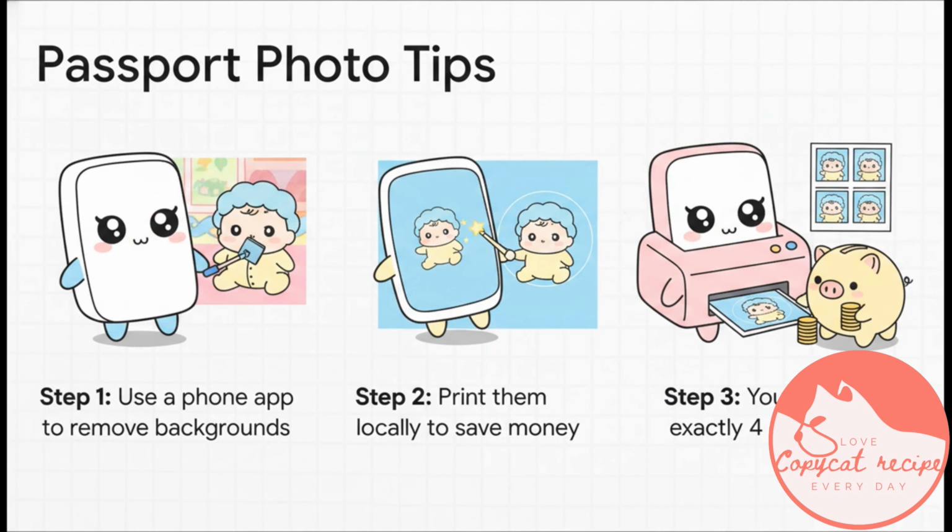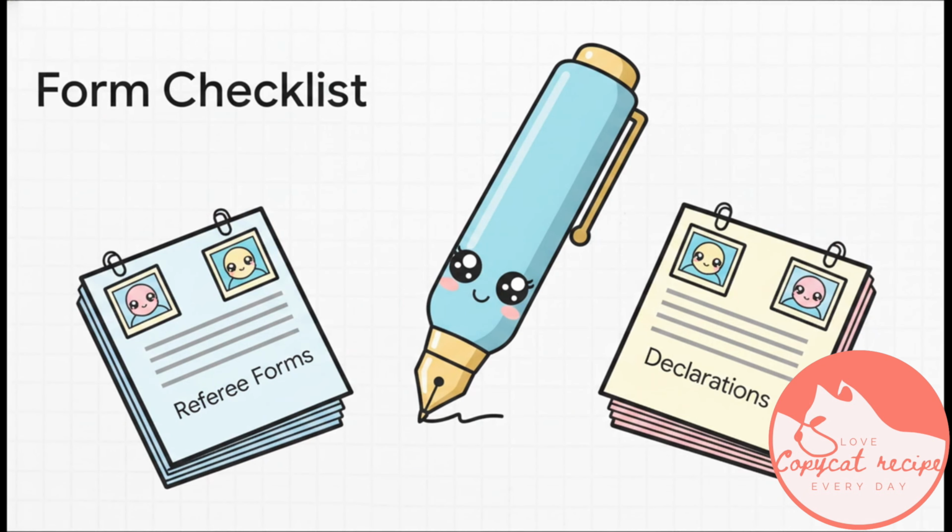Pro tip for passport photos, use a phone app to remove the background, then print them locally. Attach 2 photos to the referee forms, 2 for declarations, and get that parent consent signed.